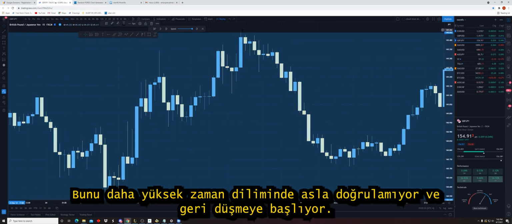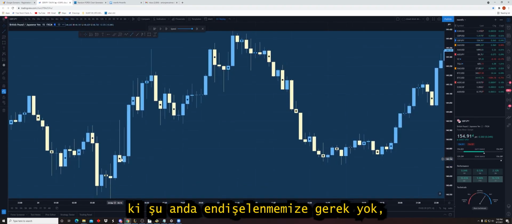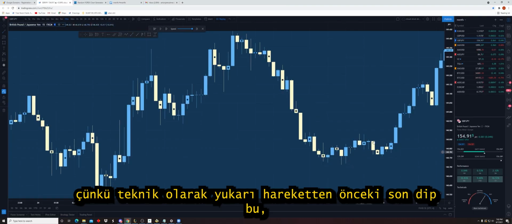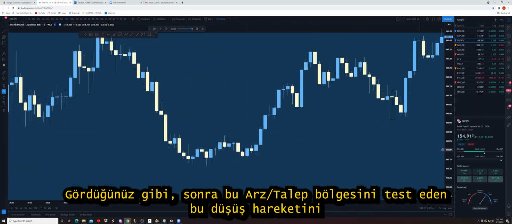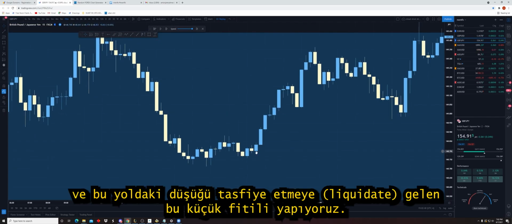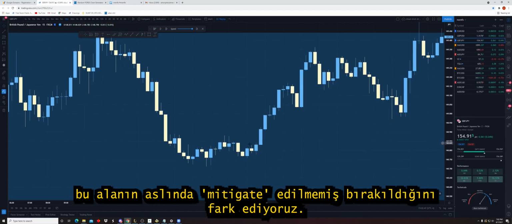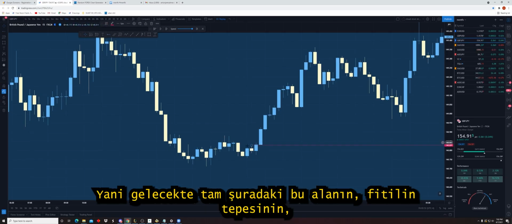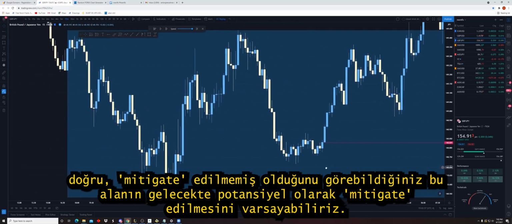Doesn't ever confirm this SND on the higher time frame and begins to drop back. So as this drops back in, it's actually doing what? Mitigating some areas in here, which we don't have to worry about right now because this is technically the last low before the up move which is made right here. As you can see, we then make this down move that tests this supply and demand zone and this little wick that comes to liquidate the low of this wick, right? So we're just telling ourselves a story. And as it breaks structure to the top side, we notice that this area is actually left unmitigated. So in the future, we can assume this area right here, the top of the wick, that you can see is unmitigated, to be potentially mitigated in the future.